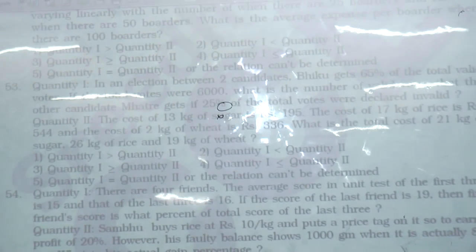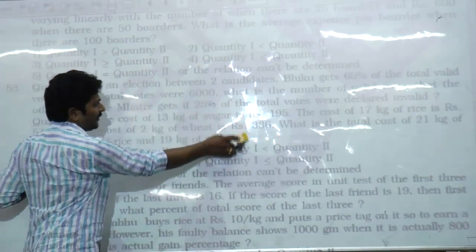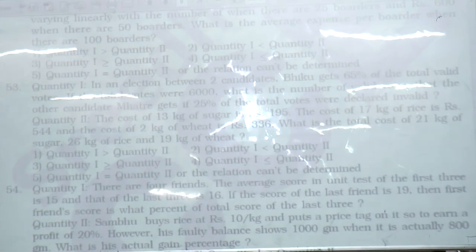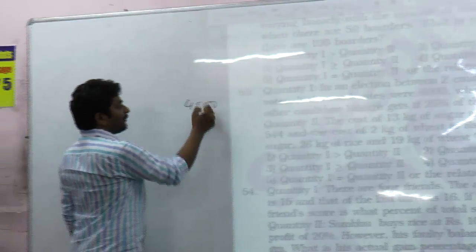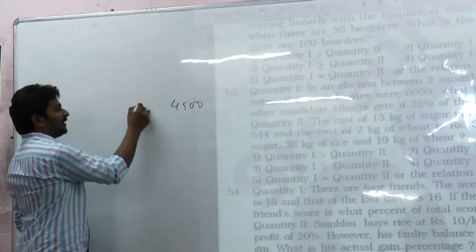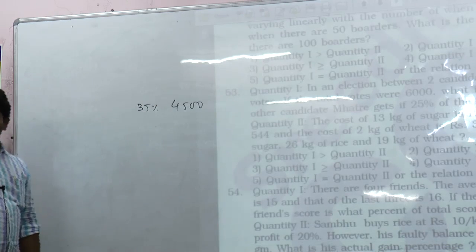53. In an election between two candidates, Bhikkhu gets 65% of the total valid votes. If the total votes were 6,000, what is the number of valid votes that the other candidate gets, if 25% of the total votes are declared invalid? Out of 6,000 votes, 25% were invalid. So valid votes are 4,500 only. Out of 4,500 valid votes, first person Bhikkhu gets 65%, so other person will get 35%. You are asked about this number.